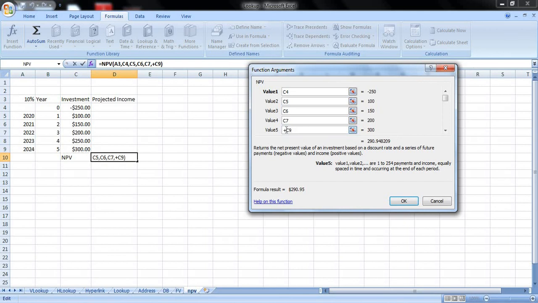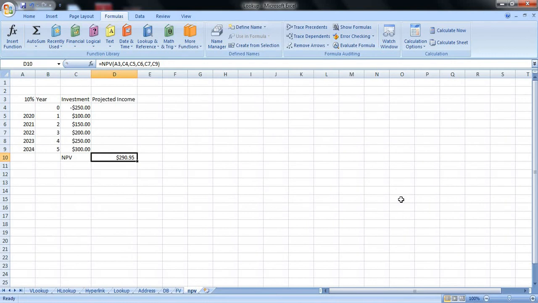Let me check what the total earning will be at the end of 5 years. At the end of 5 years with this investment, the value of this investment will be $290.95 with this estimated or projected inflow. So we can calculate using NPV the net present value of an investment. Net present value is the difference between the present value of cash inflows and the present value of cash outflows over a period of time.